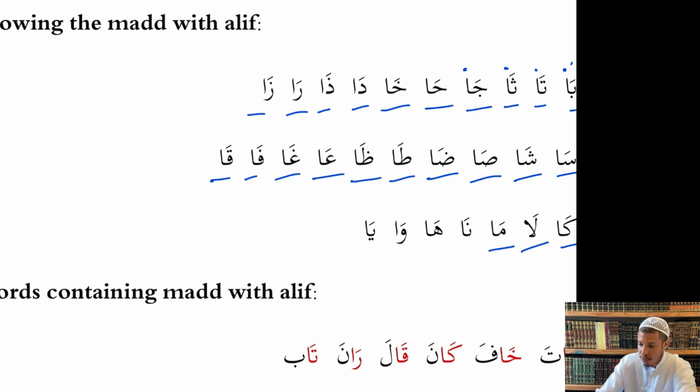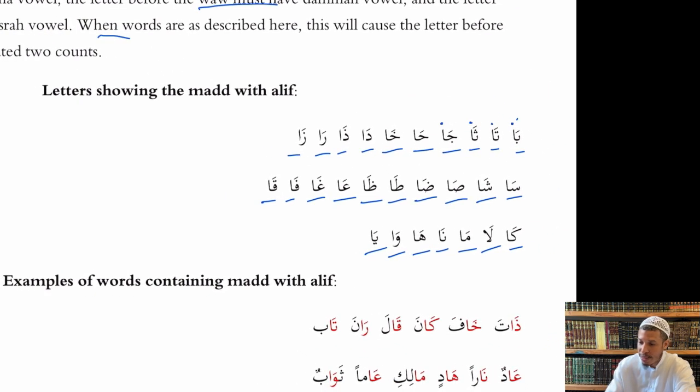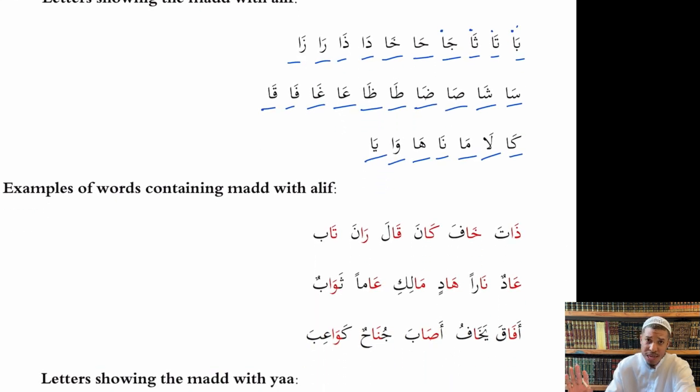Maa, naa, haa, waa, yaa. So this is letters showing the med with the alif. You see the alif has sukoon. The letter before it has fatha. So the fatha is appropriate for the alif med. In other words, the fatha before the alif with the sukoon is appropriate for the alif med.